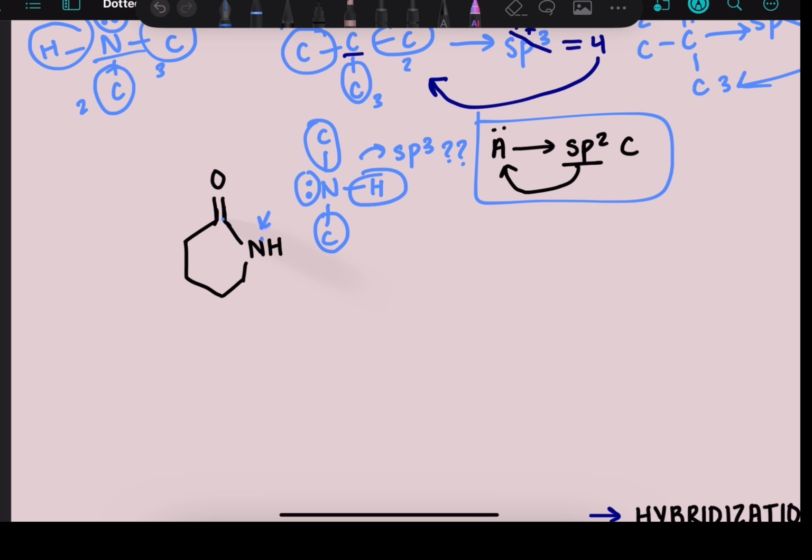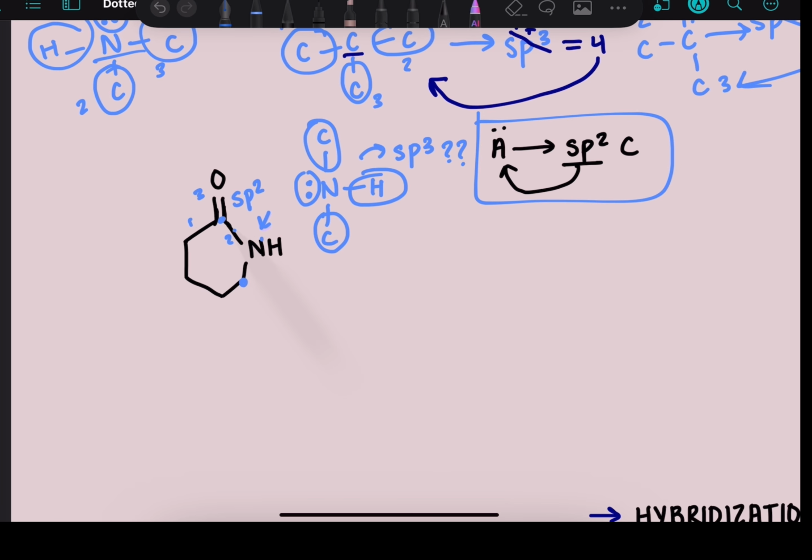It's bonded to this carbon right here, and it's bonded to this carbon right here. When we look at this carbon, let's figure out the hybridization of this. So that's 1, 2, and 3 groups that this carbon is bonded to. That makes that an sp2 hybridized carbon.